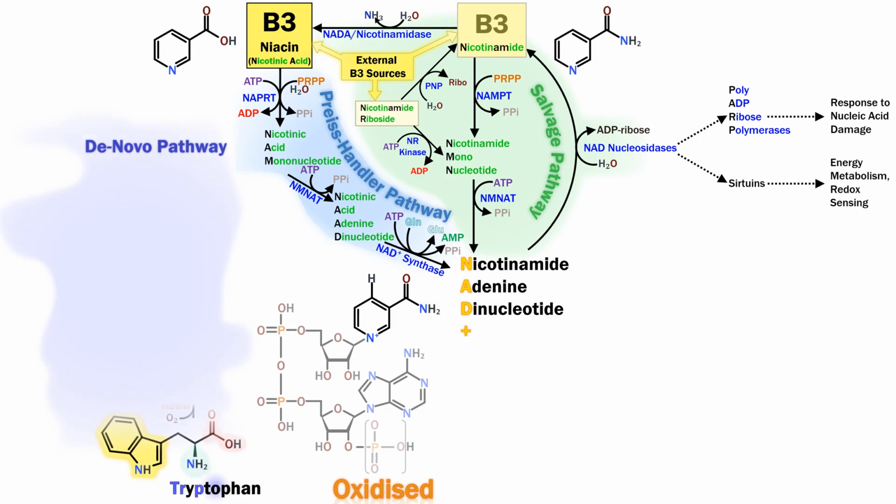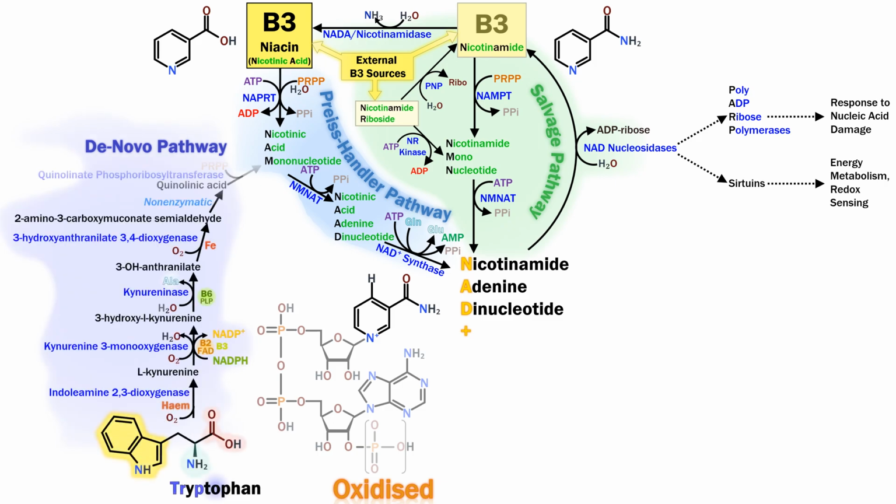Finally, cells can actually make nicotinamide compounds themselves from the essential amino acid tryptophan. This is known as the de novo pathway and is the most complex, using numerous redox cofactors as well as vitamin B6. Due to inefficiencies and alternative branches, it takes 60 milligrams of tryptophan to produce the equivalent NAD plus as 1 milligram of niacin, although it could be argued that niacin is not actually an essential nutrient, but you'd have to make up for that deficiency with tryptophan.